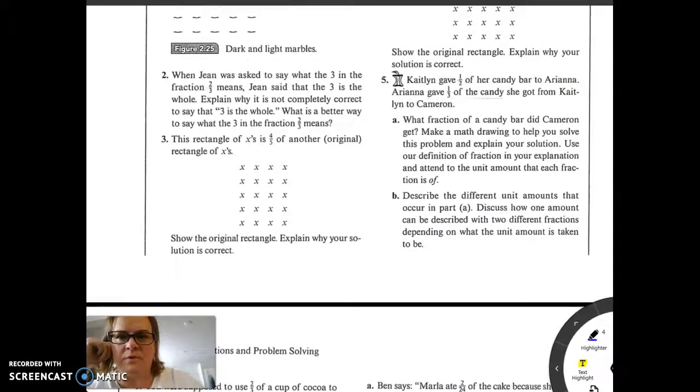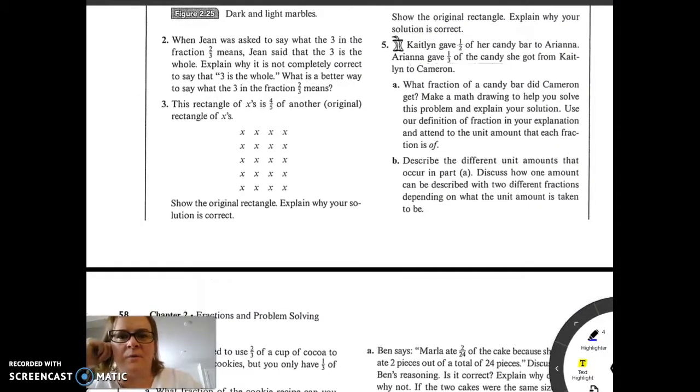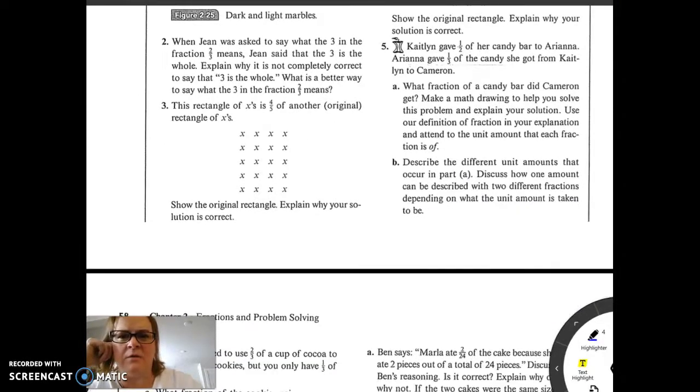Okay, number 3. Here we have a rectangle of x's, and it is 4/5 of another rectangle.